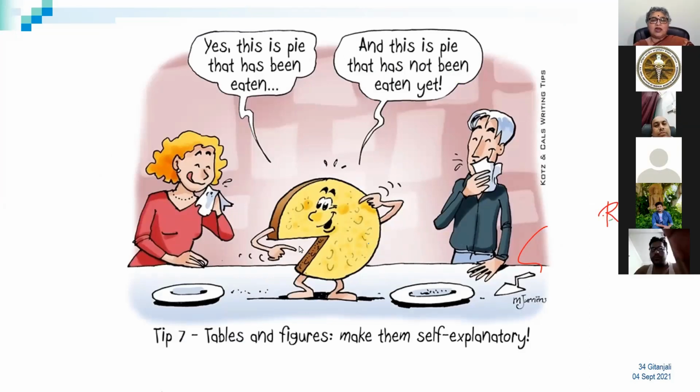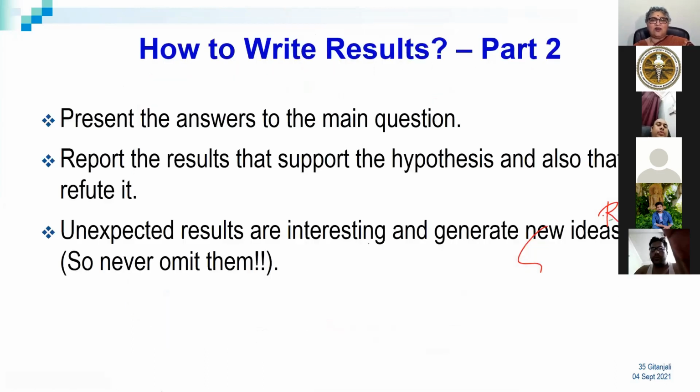So if you are having a pie, not only the slice of the pie which is saying that this has been eaten, but this has not been eaten, because it needs to be self-explanatory. That is the reason why we are telling all this. So now the first part I said is about the participants. You will explain the people who participated in your study.